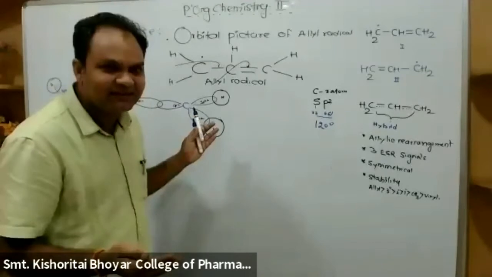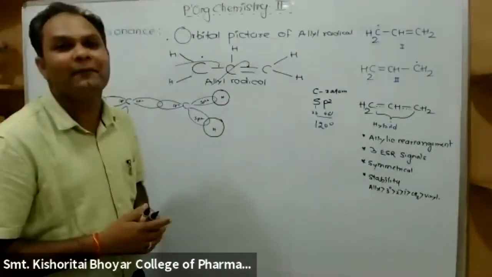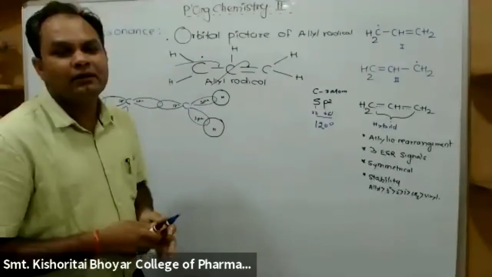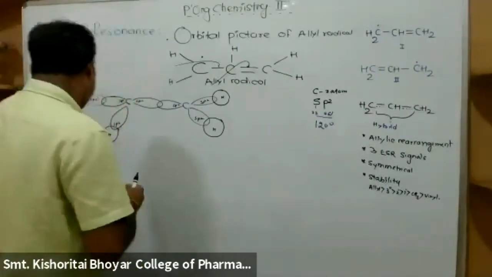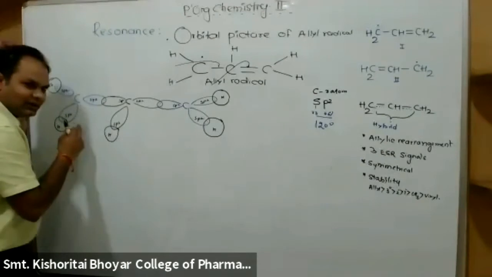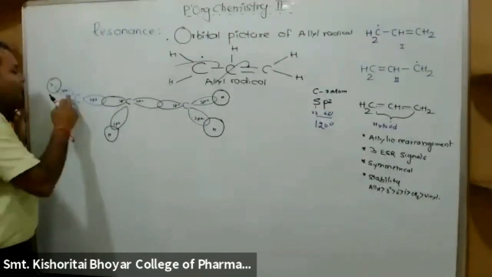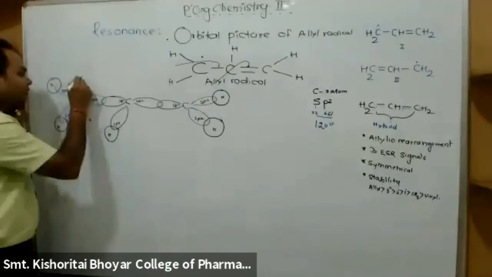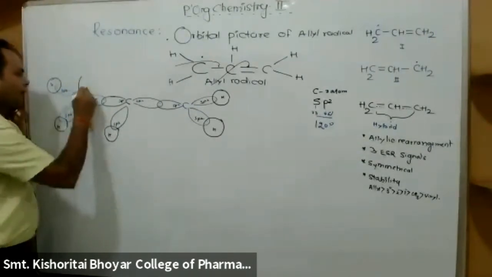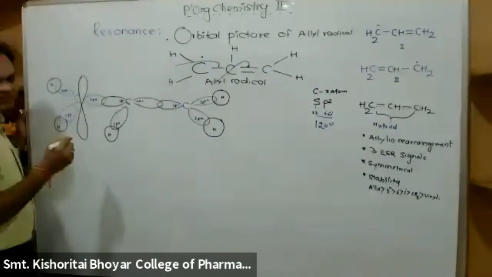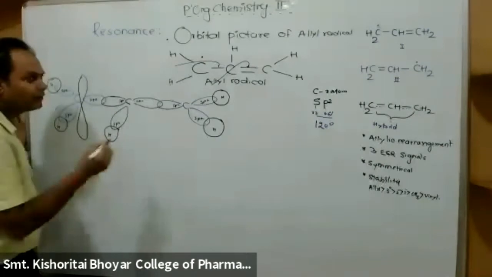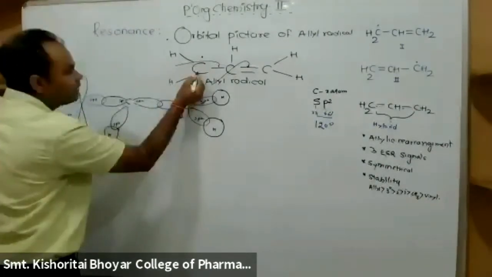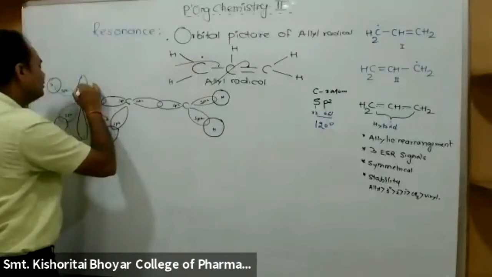Apart from that, each carbon has a dumbbell shape p orbital. The dumbbell shape p orbital contains an electron. So this is the odd electron on this carbon. This odd electron is present in the p orbital.